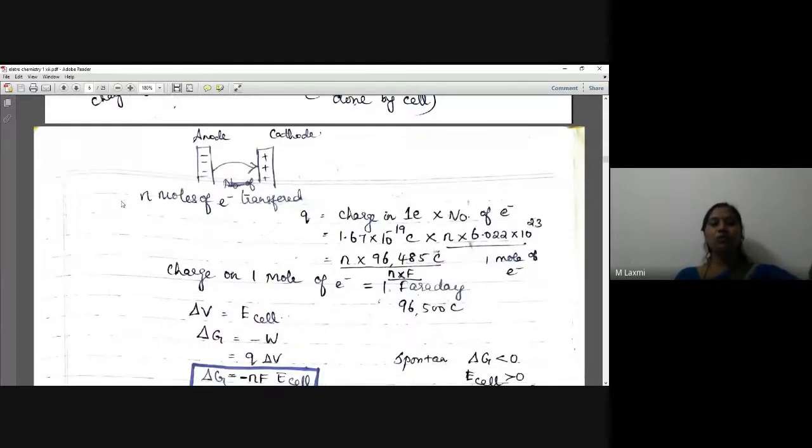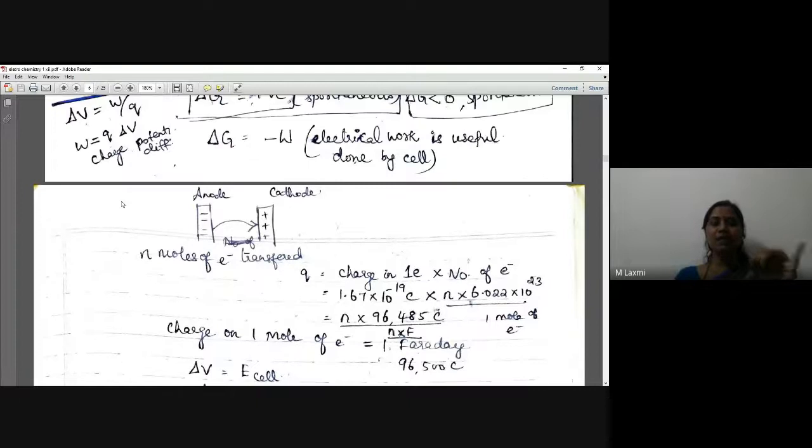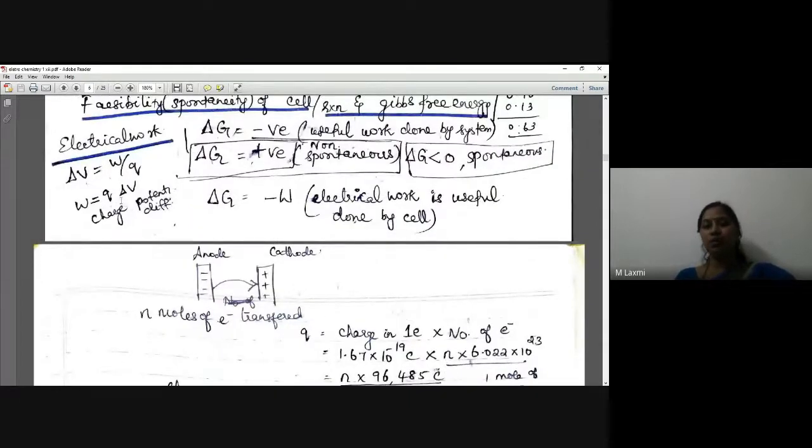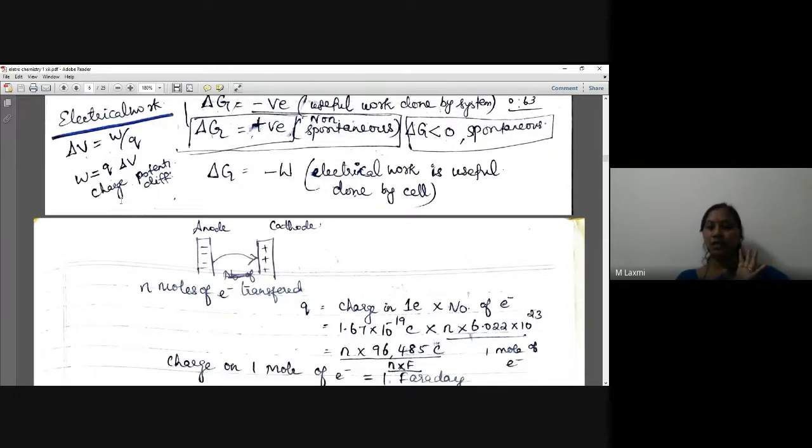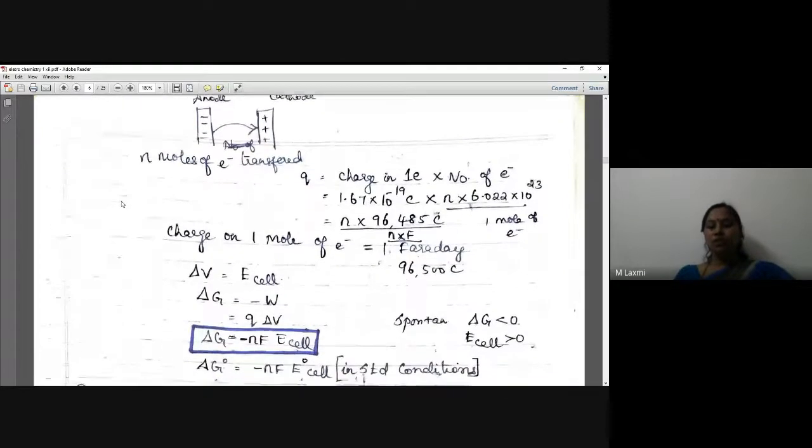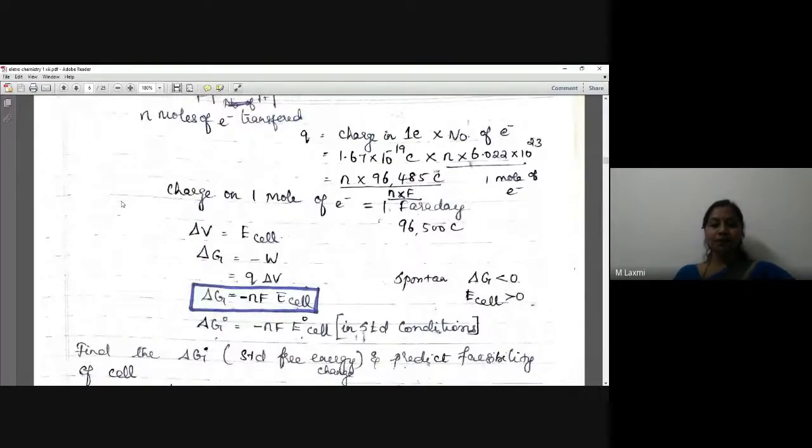So now I'm going to supply my Q value as well as my delta V value for W. So I know what is Q, charge of one electron into number of moles of electron. What is number of moles of electron? n into Avogadro number. What is delta V? Delta V is nothing but E of cell. So now when you substitute, you will be getting free energy change as minus nF E of cell. So what is this F? F is nothing but 1 Faraday, which is equal to 96,500 coulombs, which is nothing but charge present on 1 mole of electrons.